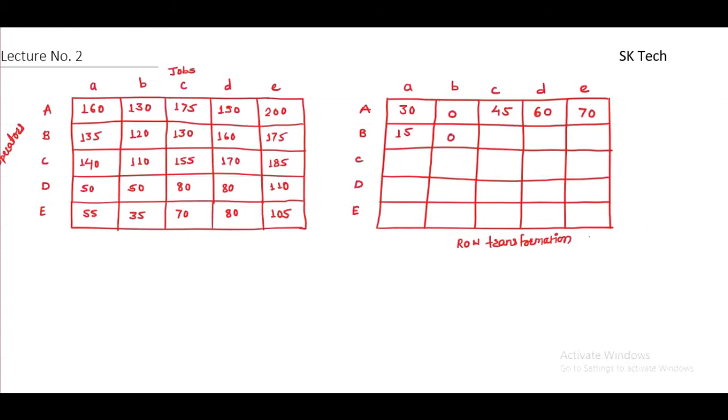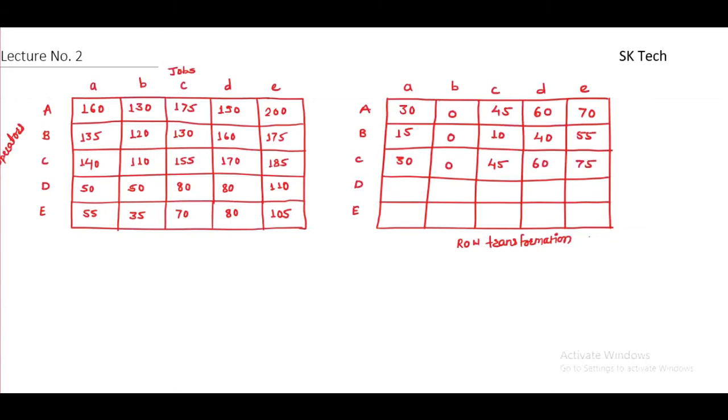15, 0, 10, 40, 55. In the third row, 110 is the lowest element, so you will get 30, 0, 45, 60 and 75.